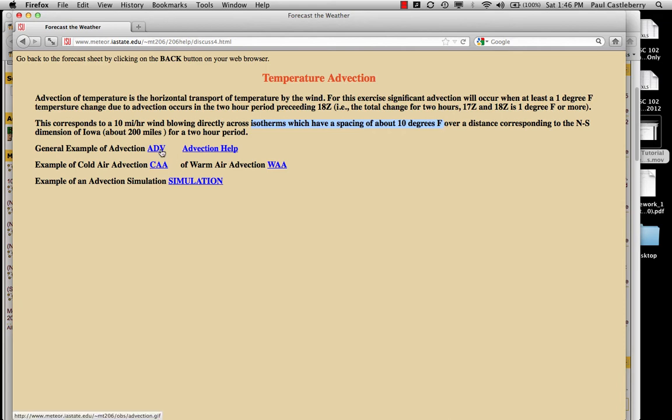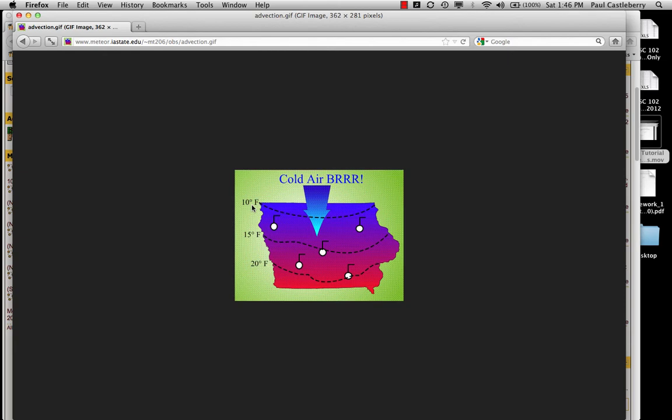Here's an example of advection. And you see here the state of Iowa. And you see the isotherm I'm outlining here, 10 degrees Fahrenheit over northern Iowa and 20 degrees Fahrenheit over southern Iowa. You see there's a 10-degree temperature change, and the station models indicate 10-knot winds. So that right there tells you that you would have at least significant advection. And in this case, since the winds are northerly and the temperature is decreasing as we get to the north, we're bringing in cold air advection. So that is an example.